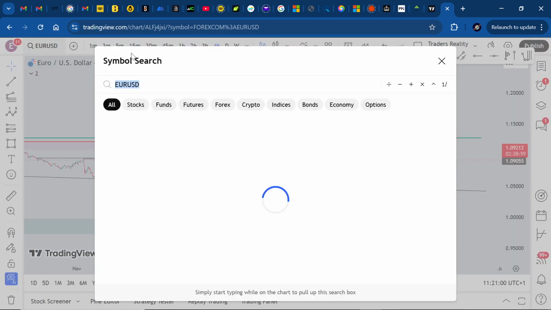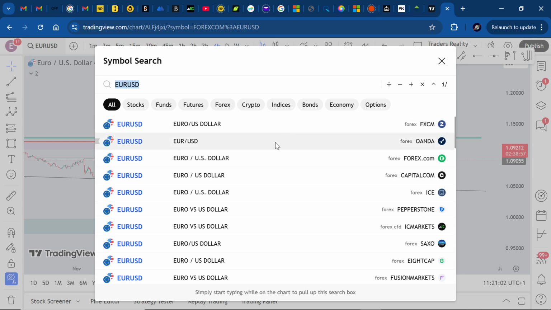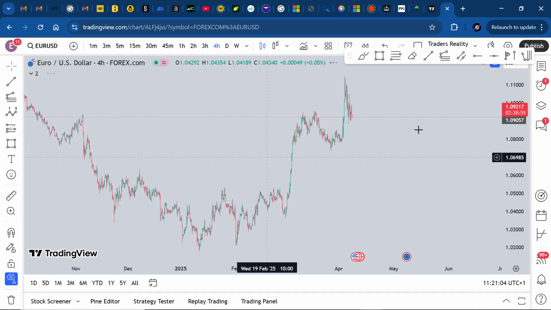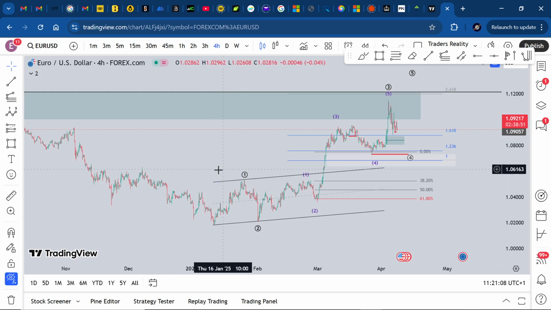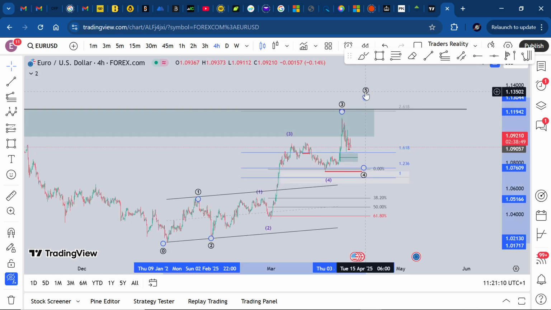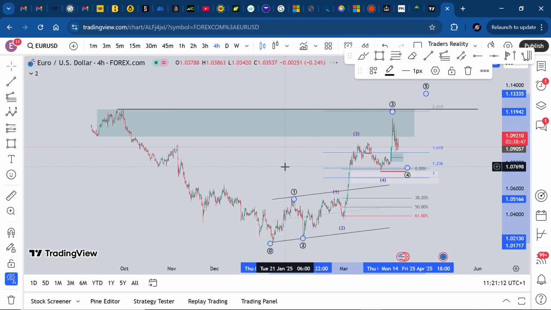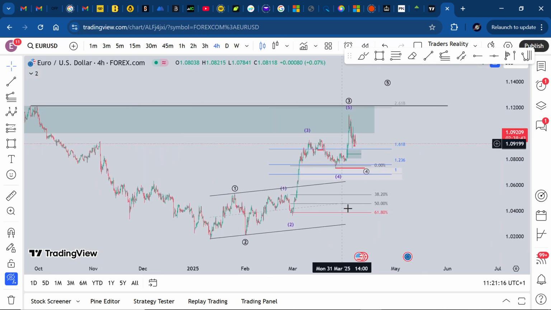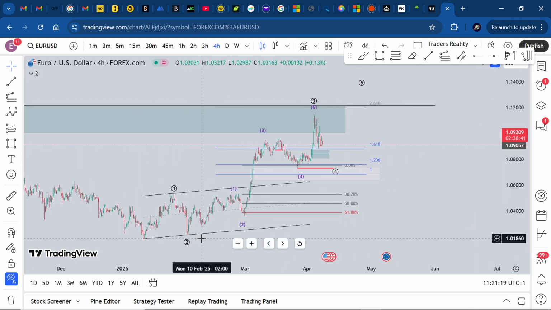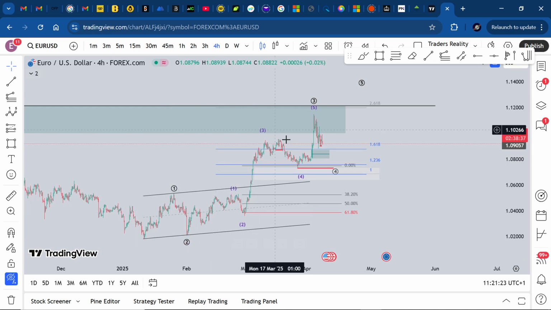Okay, let's just quickly go back to where I've got it marked out on Forex.com, and you can see we're still trying to make a black 5 and take out these relative equal highs on the left. So that would be my 1, 2, 1, 2, 3, 4, 5, 3, 4, and 5.